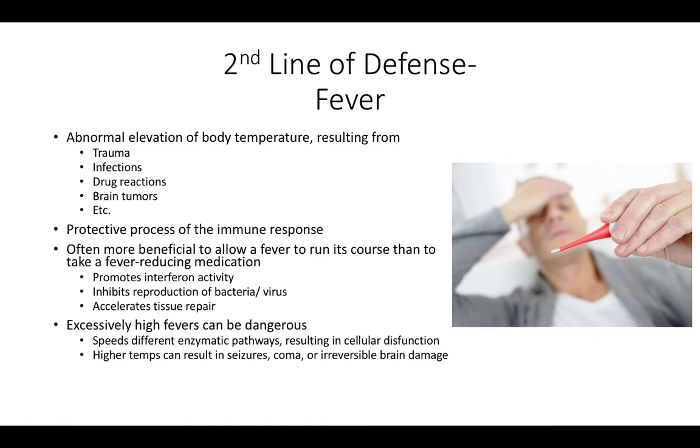And then the last part of innate immunity that we're going to talk about today is fever. Fever is an elevation of body temperature that results from trauma, infections, drug reactions, brain tumors, all sorts of different things. But it is the second protective process of the immune response. The first protective process we talked about was inflammation, and the second one is now fever. So it's often more beneficial for us to allow our fever to run its course.